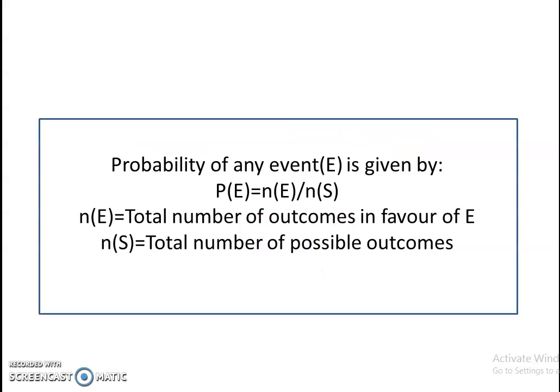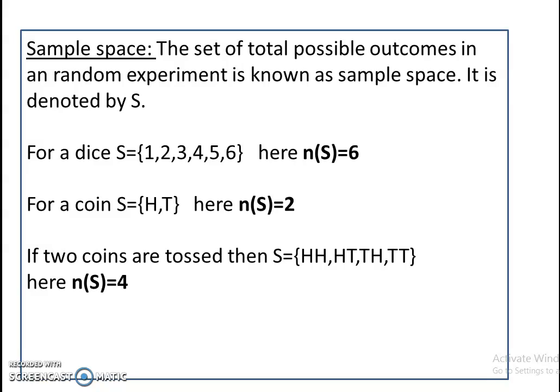When we talk about probability of any event, it is given by a ratio Ne upon Ns, where Ne represents the total number of outcomes in favor of the event and Ns represents the total number of possible outcomes. The total number of possible outcomes is also known as the sample space and it is denoted by S.